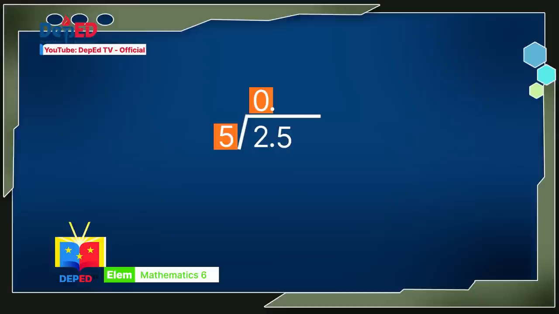Second, multiply 0 by 5, giving us a product of 0. Third, subtract 0 from 2, which is equal to 2. Fourth, bring down 5 and annex it to 2, making 25. Next, go back to division.